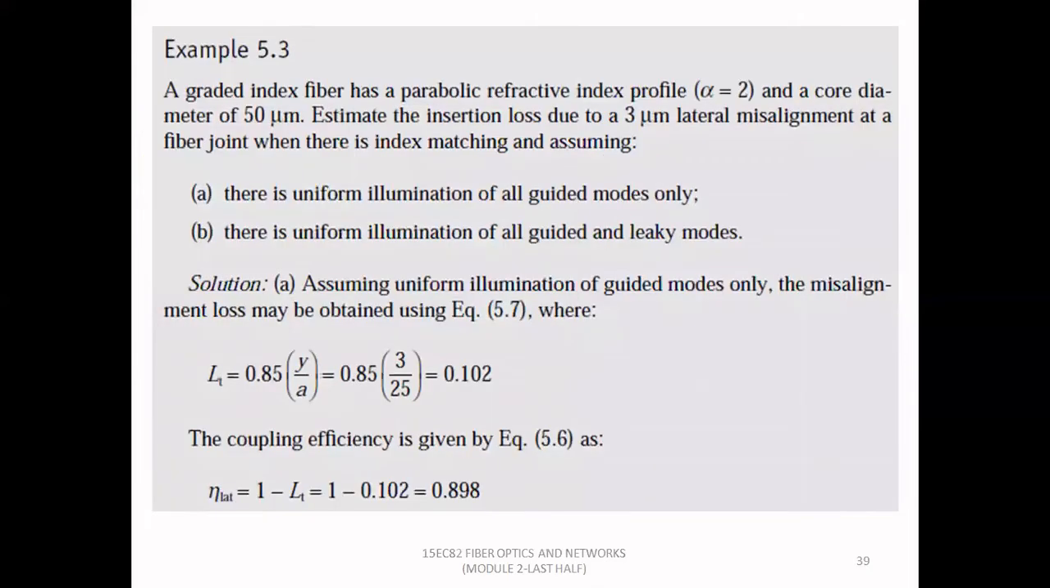So, example 5.3. A graded index fiber has a parabolic refractive index profile, alpha equal to 2, and a core diameter of 50 micrometer. Estimate the insertion loss due to a 3 micrometer lateral misalignment at a fiber joint when there is index matching and assuming, A, there is uniform excitation of all guided modes only, B, there is uniform excitation of all guided and leaky modes. Solution, first case, that is solution for A.